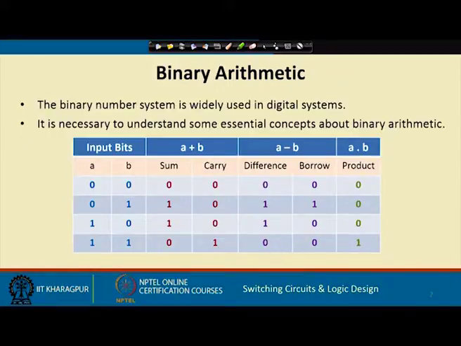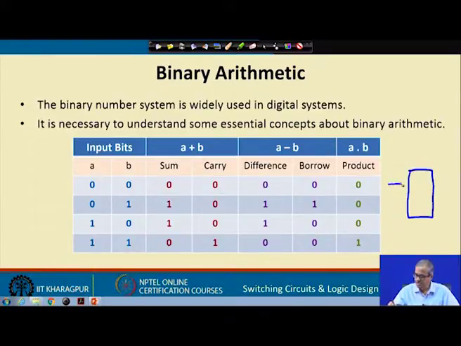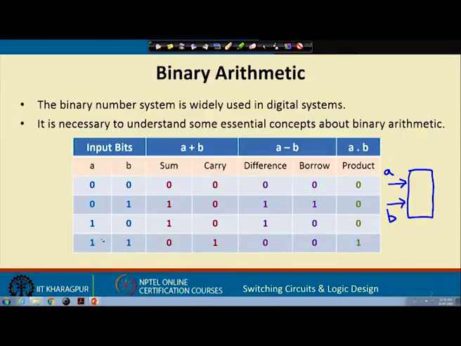Generally speaking, when you talk about binary arithmetic, let us simply consider 2 bits. Suppose I have a circuit, I am treating it as a black box. I am applying 2 bits in the input, A and B. In this table, which is sometimes called the truth table, we shall talk about it later, I am showing the input bits A and B and all possible combinations of A and B. There will be 4 possible combinations, 2 to the power 2: 0 0, 0 1, 1 0 and 1 1.